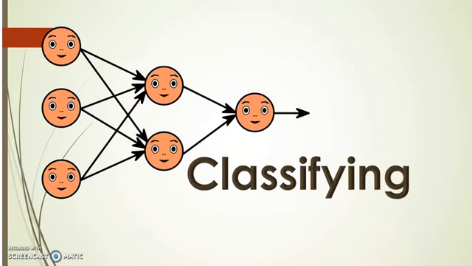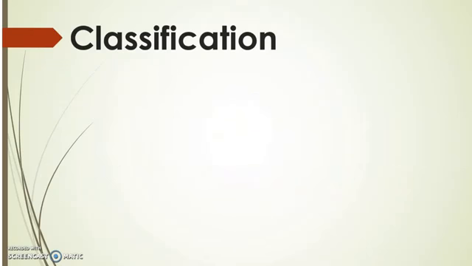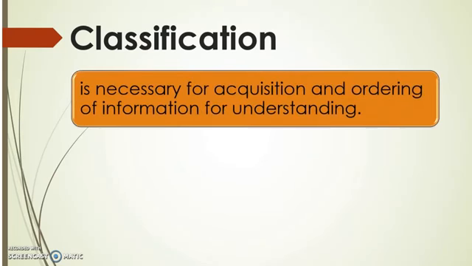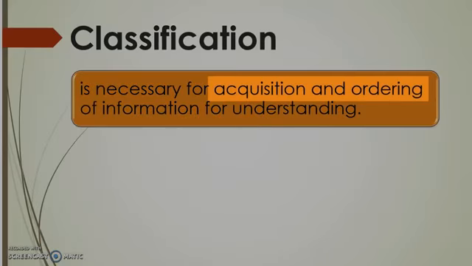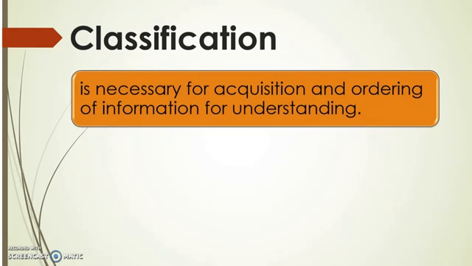You all know that in science teaching and learning, many times you present content in front of your learners, or you expose them to a situation where they have to use the classification skill. What is the classification skill? Classification skill is necessary for acquiring and ordering information for understanding. Because the information available to your learners is sometimes scattered, and sometimes you purposely present it in a scattered form so that they can arrange that information in a particular order.